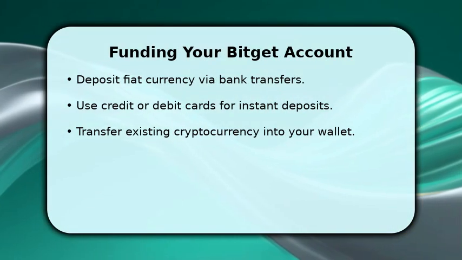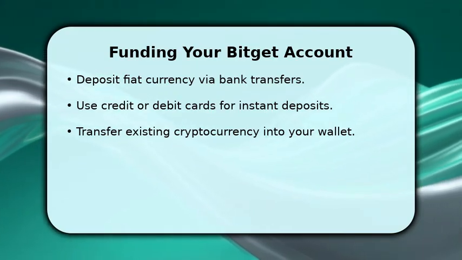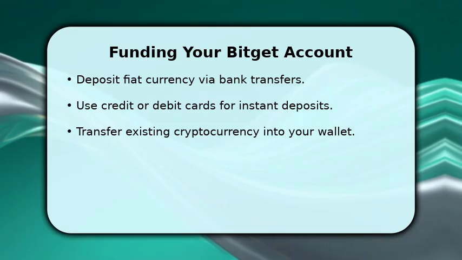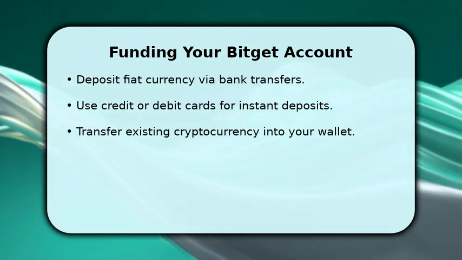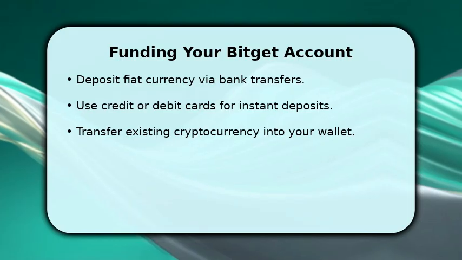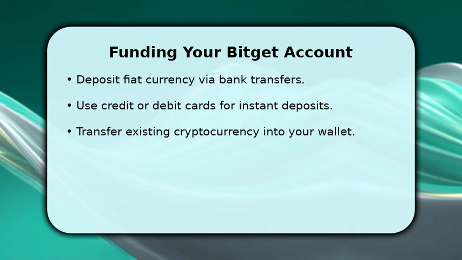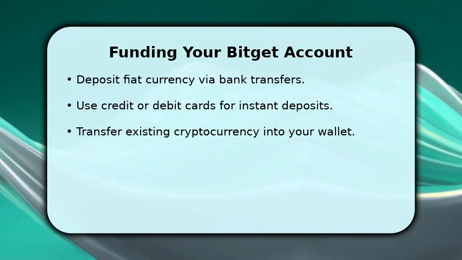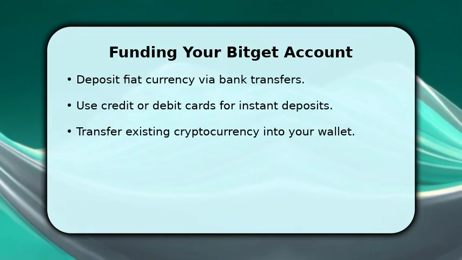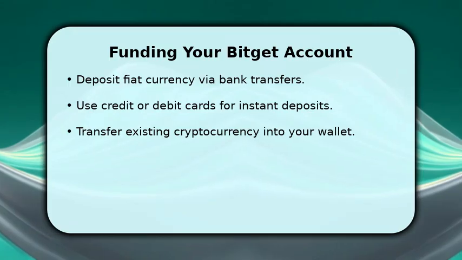Once your account is ready, the next step is to fund it. You can easily deposit fiat currency using bank transfers, which is a common and reliable method. Another quick option is to use your credit or debit card for instant deposits, supporting major cards like Visa and MasterCard. Alternatively, if you already hold other digital assets, you can transfer existing cryptocurrency directly into your Bitget wallet.